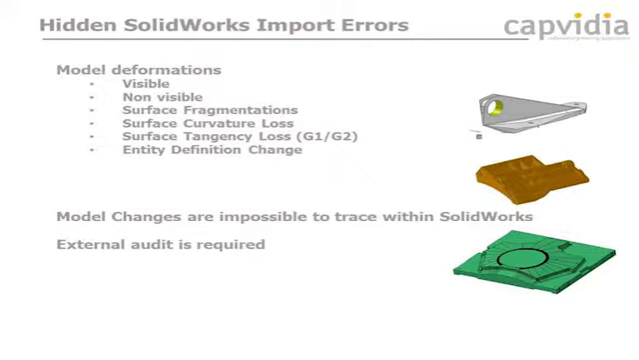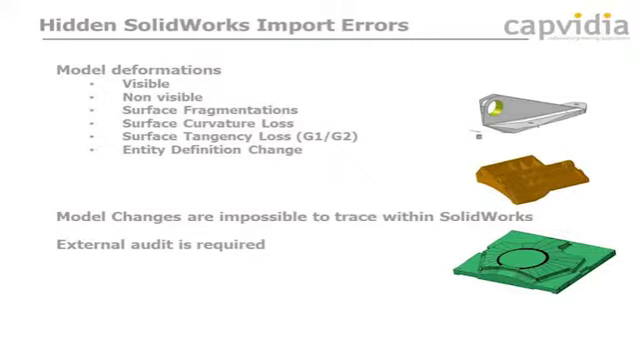But for SolidWorks, I want to focus on that a little bit now because that's why we're here today, to help you understand and detect some of these errors. Using SolidWorks, you can get some very visible errors, and some non-visible or invisible errors that you don't know are there. You can have surface fragmentations, surface curvature loss, surface tendency loss. Sometimes even the inner definition can actually change. These are very difficult to detect, if not impossible to trace within SolidWorks.